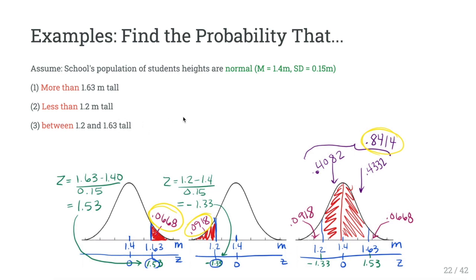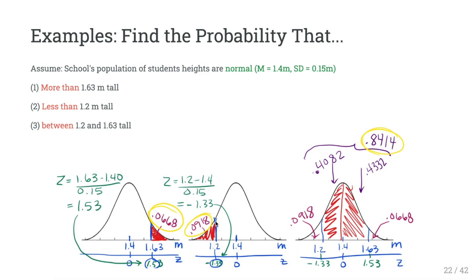This last one, the between question, so we're asking what's the proportion between those two heights. So we have 1.63 and 1.2, which we already found, so we know the amount below that point and above that point. So to find the individuals that are between, what we can do is find how much is left. So we can add these two up and do 1 minus those two, and that's going to give us this result, the 0.8414.